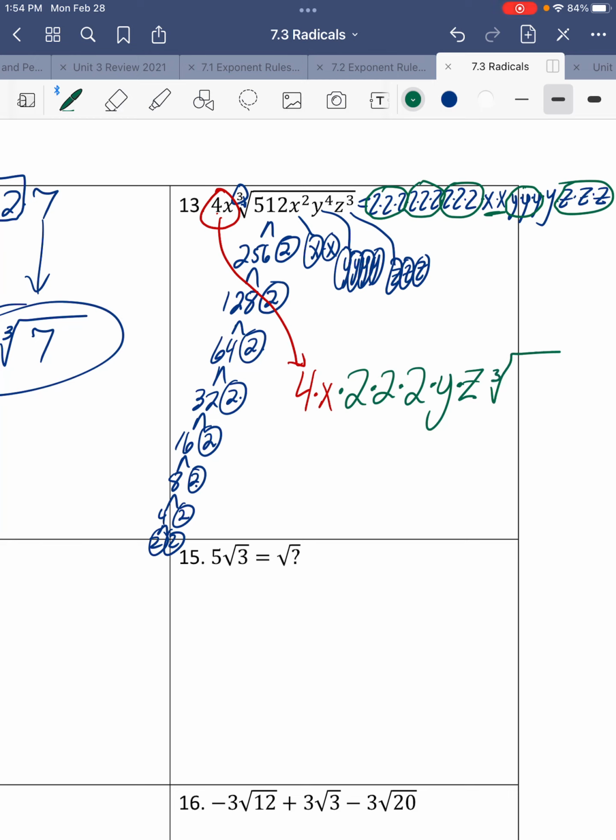What's left on the inside of this cube root? There's no numbers, no coefficients, because all the 2's got used up. We have x times x, and we have a y. Let's make sense of this now. So we have 4 times 2 is 8, times 2 is 16, times 2 is 32. 32, x, y, z, cube root, x times x inside, that's x to the 1st times x to the 1st is x squared, y.